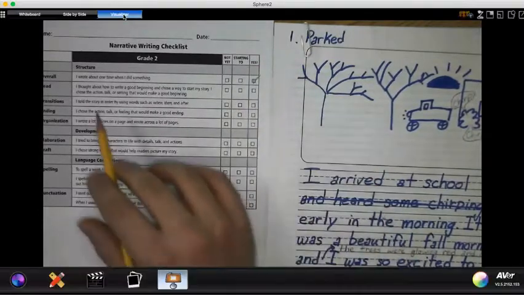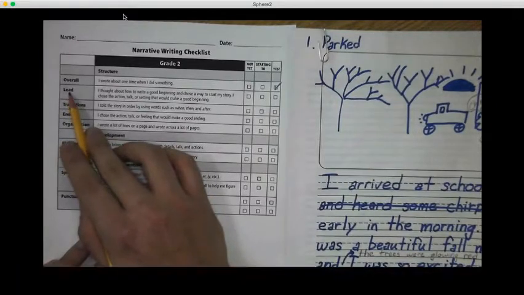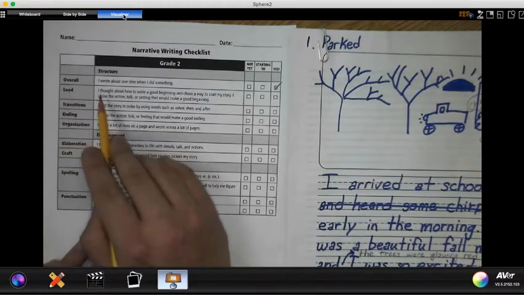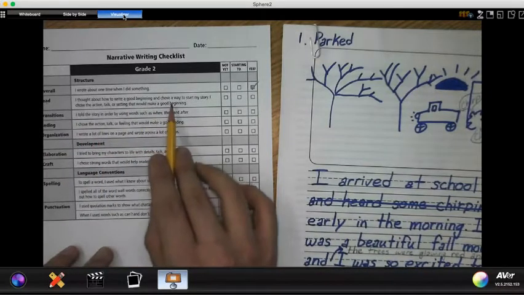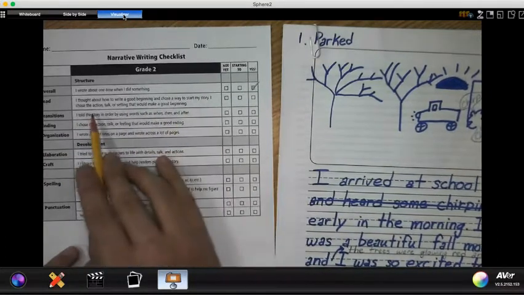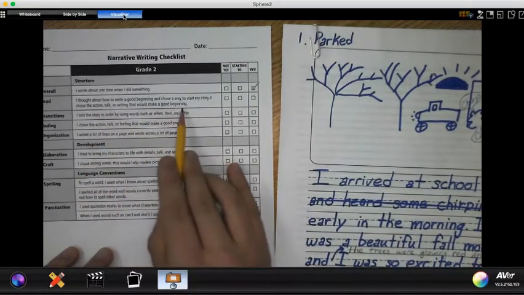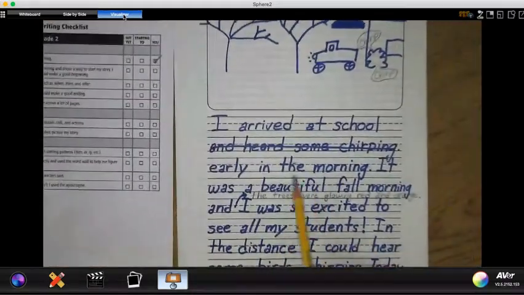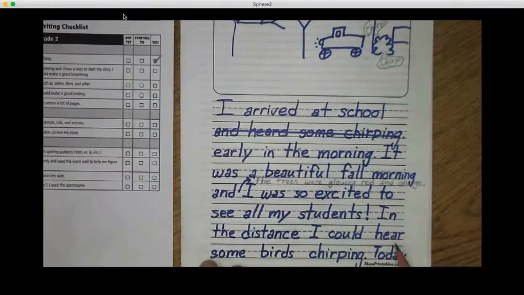Let's go to the next part, the lead. This is the beginning of your story, that very first page. We spent time working on what a great first page looks like, so let's make sure I did everything I need to. I thought about how to write a good beginning and chose a way to start my story. I chose the action, talk, or setting that would make a good beginning. I believe I used the craft move setting really well on my first page. Let's make sure that I created a good setting in my beginning.